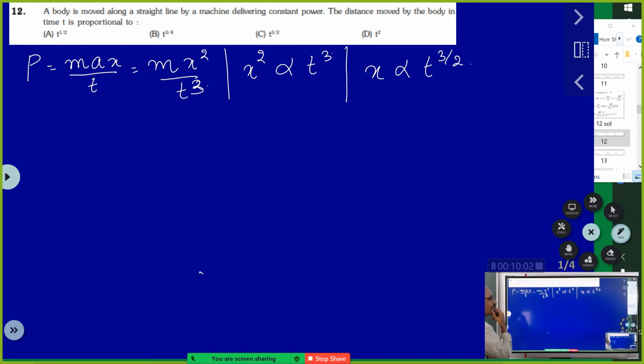You can assume it should have some velocity at that point. Why? It will not be zero, is what I'm saying. I can have a machine. Sir, correct, but it can also be zero, no?